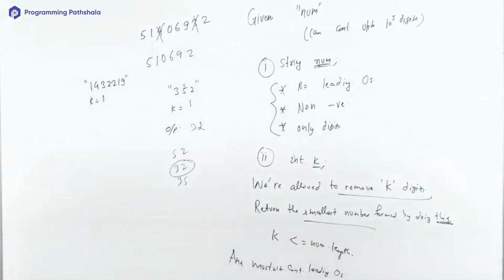Think what you'd get. 132219, which you are getting by removing 4. Okay, good. Yeah, so I believe that's right.